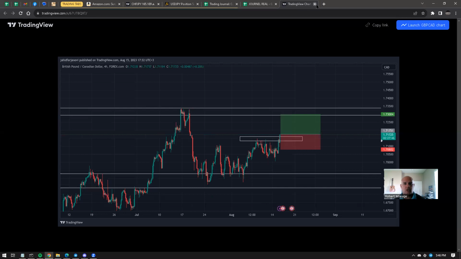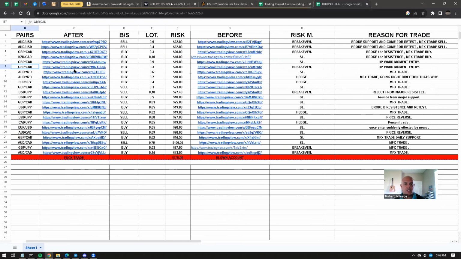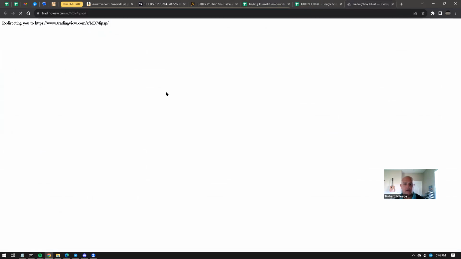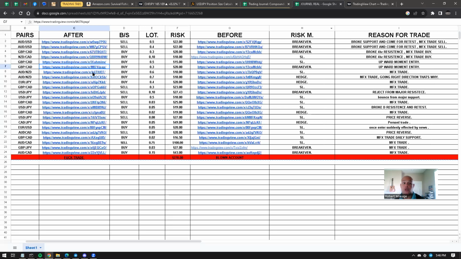Let me clear off that one. Let's go to this next one. Here's another EURCAD, upward momentum, break even. You're using the fibs again, so you've got to be careful trading it up.